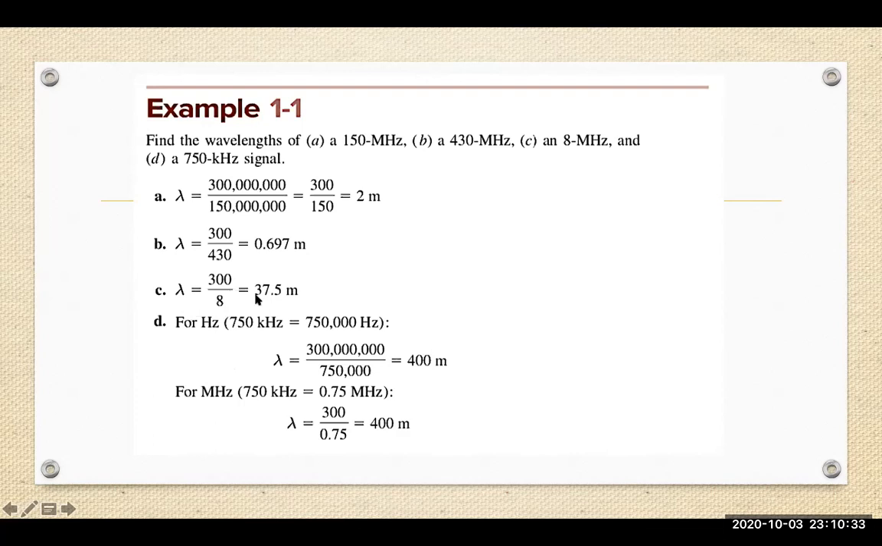So we have 37.5 meters. And so this frequency is smaller compared to the first two frequencies. That's why the wavelength here is longer compared to the first two wavelengths. Okay, so here we have shown you two ways how to write the solution.